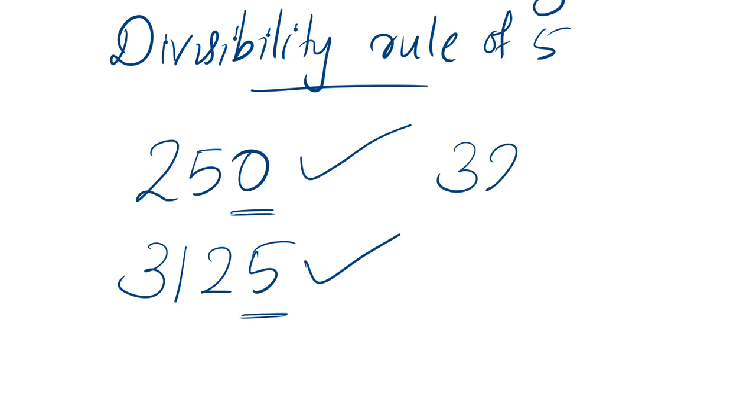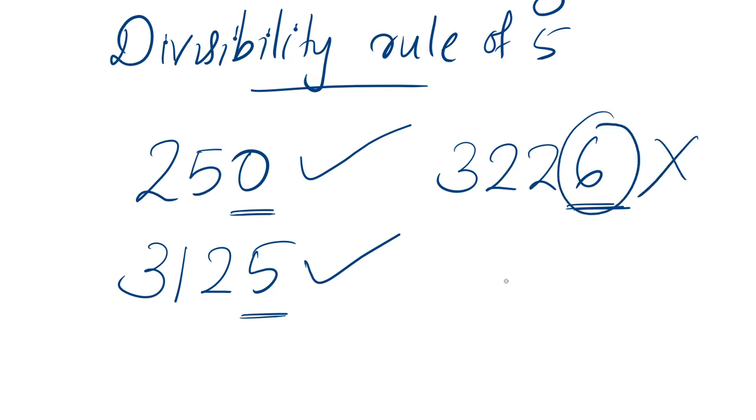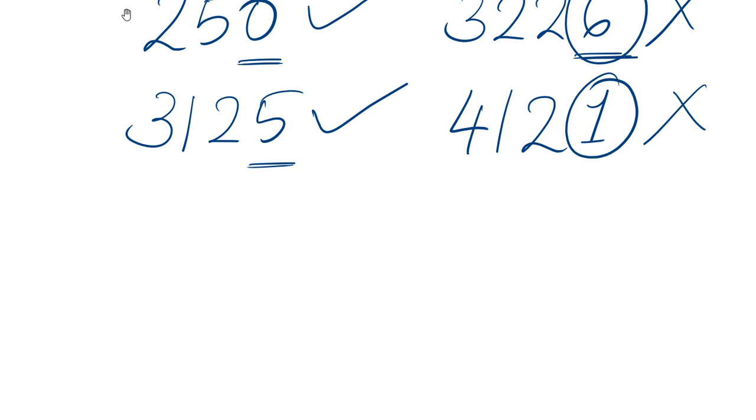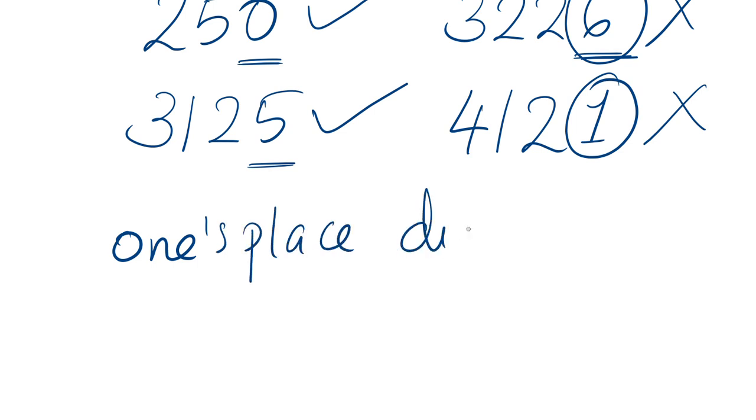Then 3226. So here the ones place digit is 6. So this one is not divisible by 5. Then 4121. Here the ones place digit is 1. So this one is also not divisible by 5. So the divisibility rule of 5 is check the ones place digit. The ones place digit must be either 0 or 5.